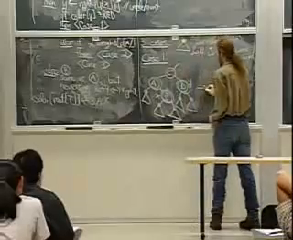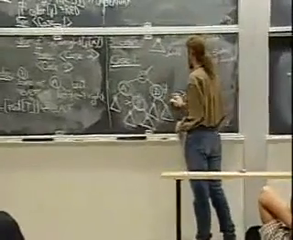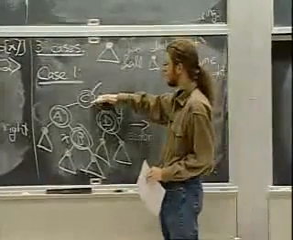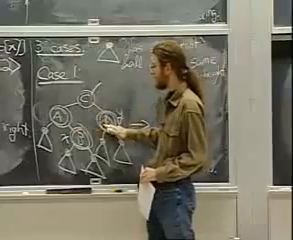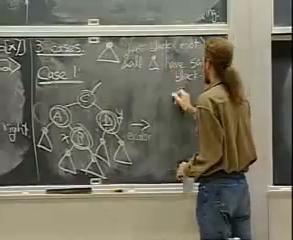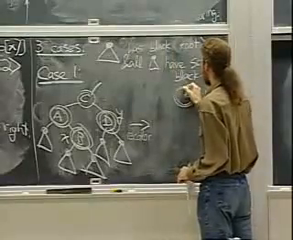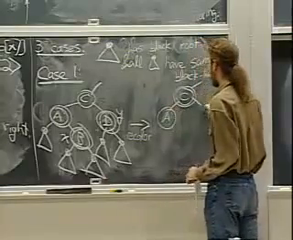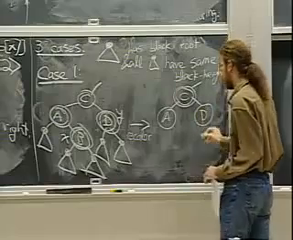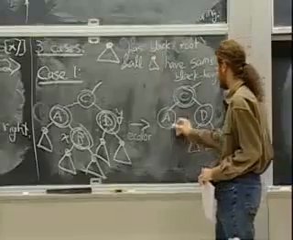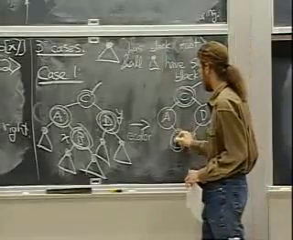So we're going to recolor in case 1. We're going to take C, and instead of making C black and A and D red, we're going to make A and D black and C red. So C is red, A is black, D is black, and the subtrees are the same. B is the same, still red.